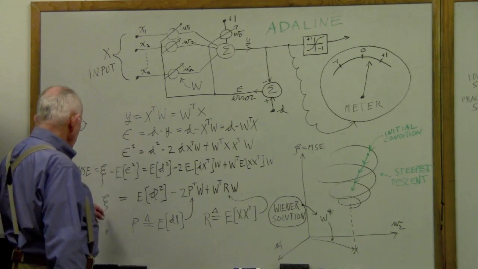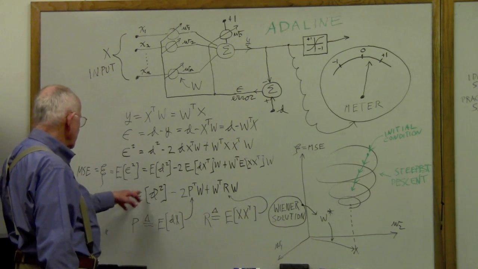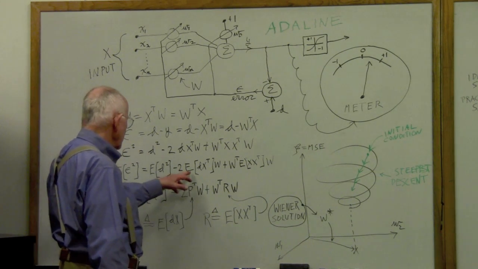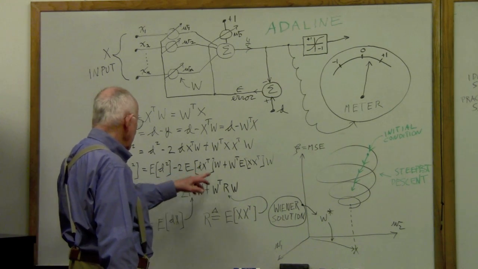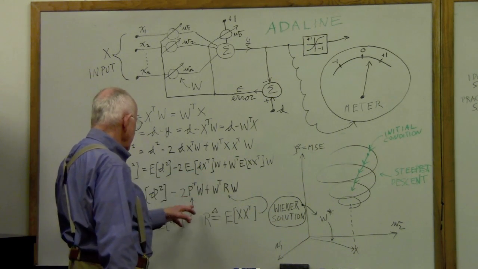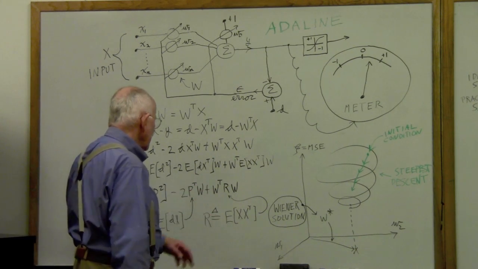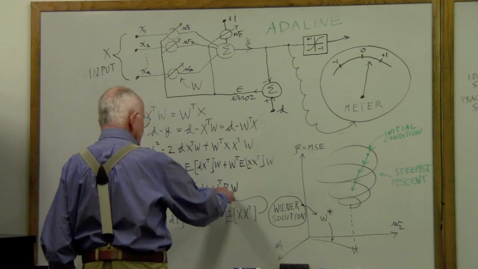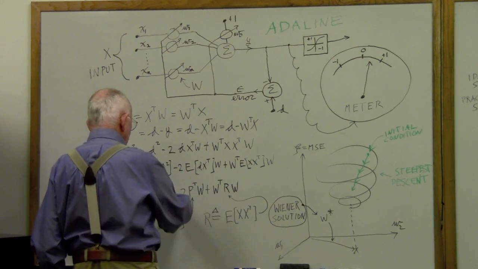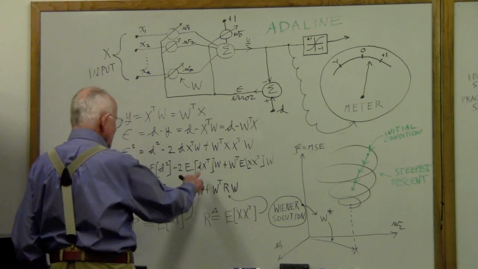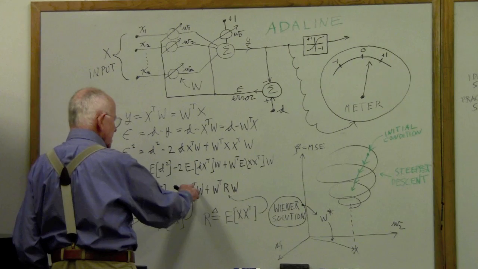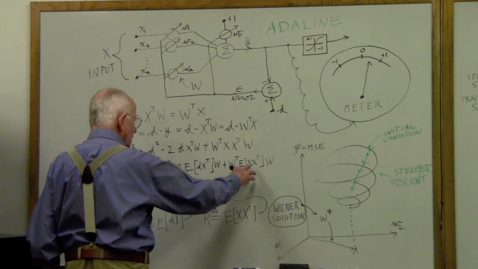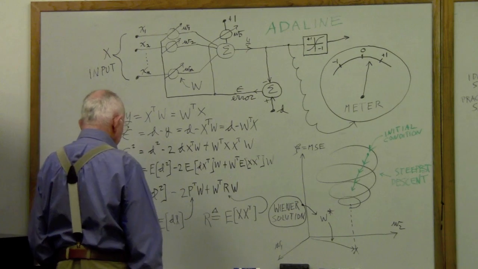All right, now the next line, xi is equal to the expected value of the desired response square minus 2 expected value of that. And I'm going to represent that expectation by p. And I'm going to represent this expectation by r. So that becomes minus 2, and this will be p transpose, as you'll see in a moment, multiplied by w plus w transpose r w.